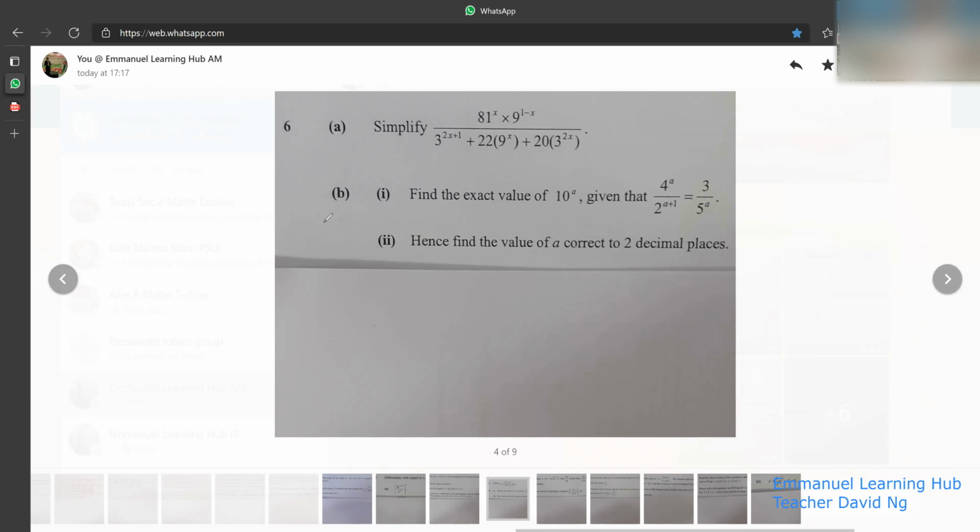Oh, no. Question 6 I can do. The full question you can do? Yeah. Even part 2 also can do. Yeah, part B part 1 and 2 also can. Okay, that's good. That means you did quite well for this paper. At least you got a good pass lah.